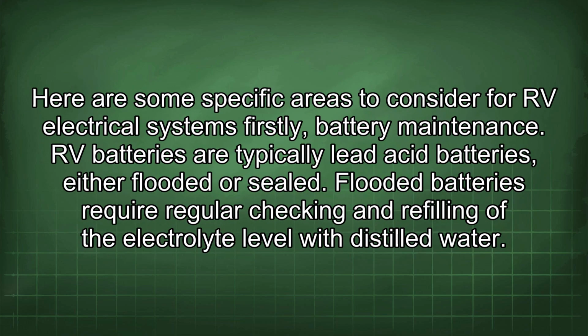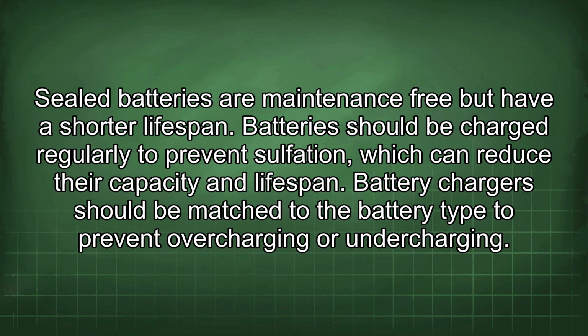Here are some specific areas to consider for RV electrical systems. Firstly, battery maintenance. RV batteries are typically lead-acid batteries, either flooded or sealed. Flooded batteries require regular checking and refilling of the electrolyte level with distilled water. Sealed batteries are maintenance-free but have a shorter lifespan. Batteries should be charged regularly to prevent sulfation, which can reduce their capacity and lifespan. Battery chargers should be matched to the battery type to prevent overcharging or undercharging.